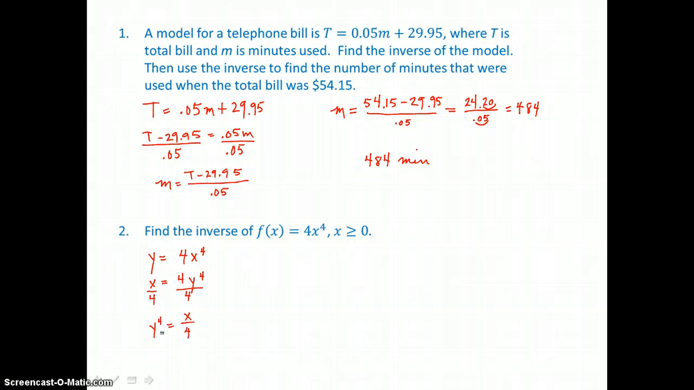And then undoing that power by taking the fourth root of both sides of this equation. I'm taking an even root to get my variable alone, so I would get two solutions, but because we had the restriction in the beginning where x is greater than or equal to 0, and now x is y in the inverse, y is greater than or equal to 0, so I only need the positive value that I would get by taking an even root of both sides. So this is the inverse of f.